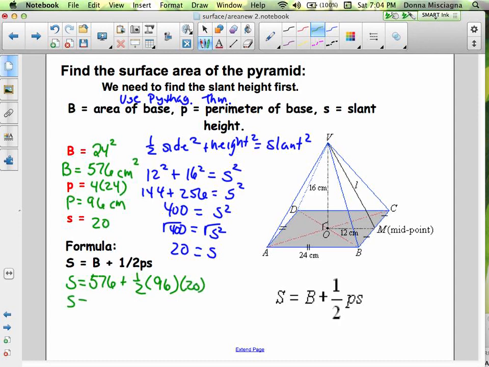So the surface area is 576 plus, I'm not going to take half of 96. I'm going to have to take half of 20. So half of 20 is 10. So 10 times 96 is 960. All right, so now I just need to add those together. So that's going to give us 1,536. Yep. And that is centimeters squared.